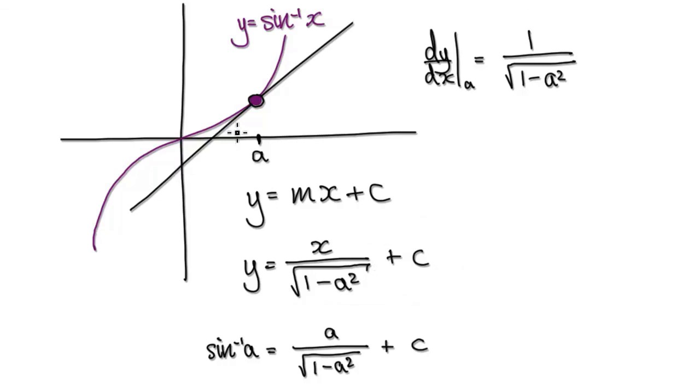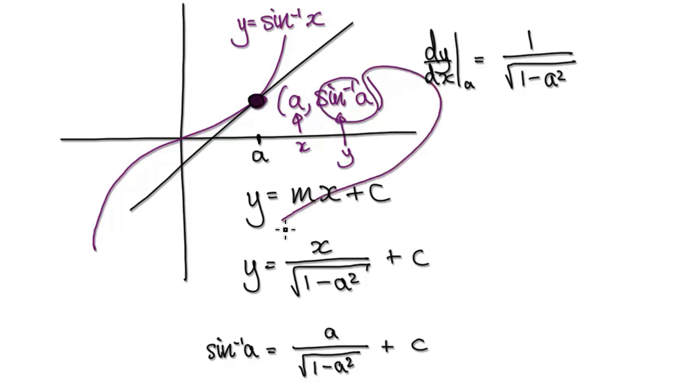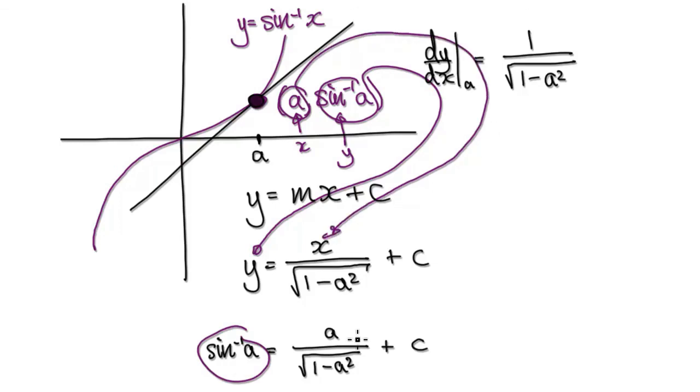To work out the intercept, you need one particular point on the line. Well, we know one particular point is here. It's at A, comma, inverse sine of A. So these are the coordinates at this precise point. This is your x coordinate. This is your y coordinate. So you can put this into the y. That will then give you this. You can put this into the x. That will then give you this. And then work backwards to find c.